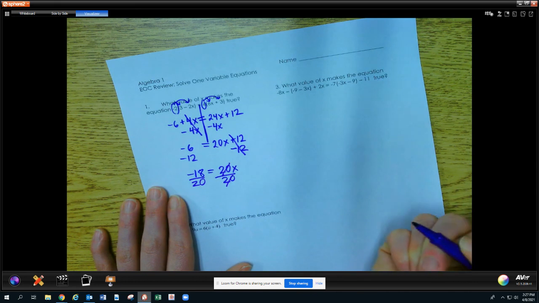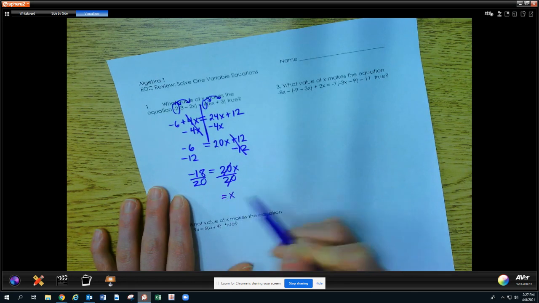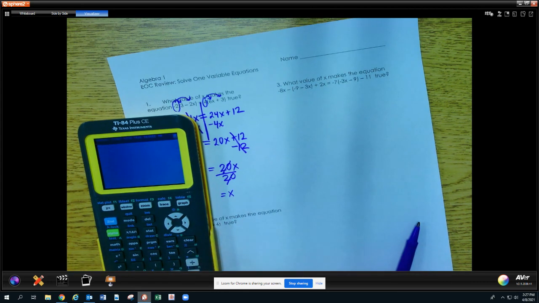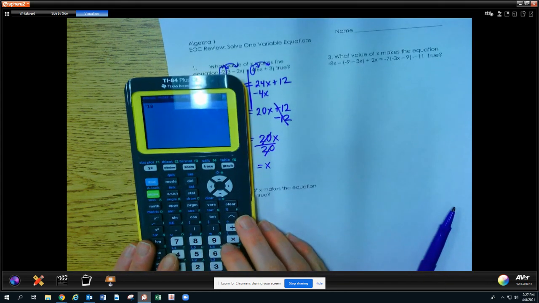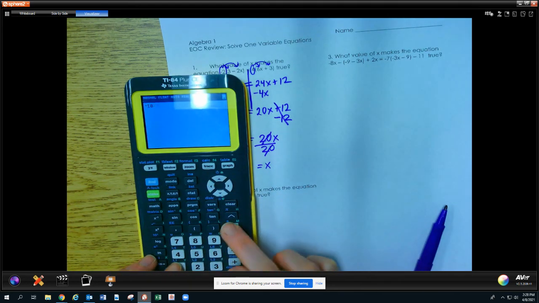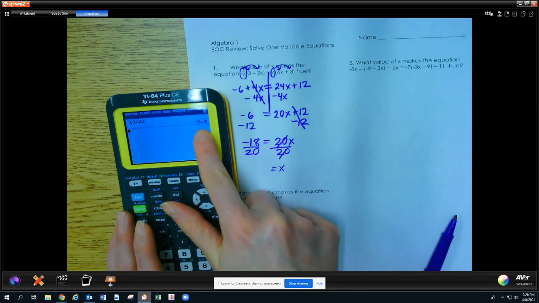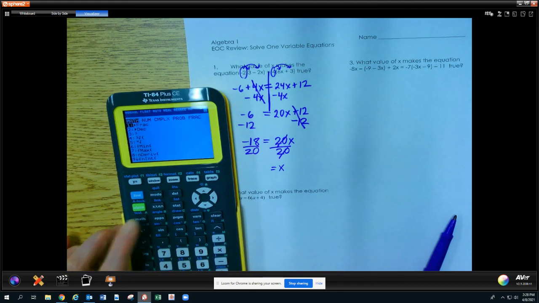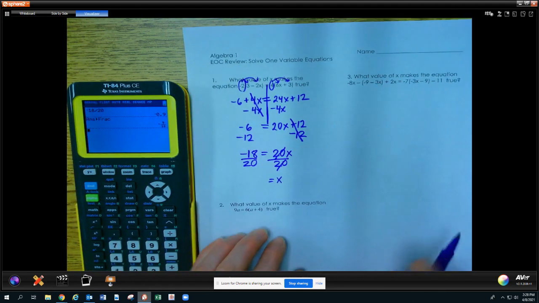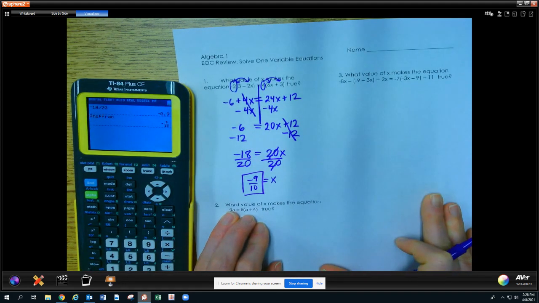And STAAR loves fractions, so don't let that scare you. You can use your calculator, and so that ends up giving us x equals, and then you need to simplify the fraction. So in your calculator, type in -18, it's kind of dark, -18 divided by 20, that's what I have written here. Press enter, it gives me a decimal, press math, enter, enter, -9/10. So x equals -9/10 is my answer.